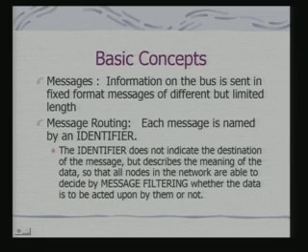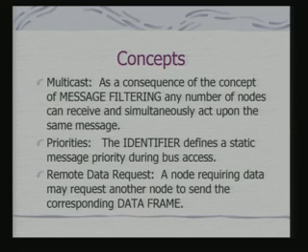So, multicasting and broadcasting are automatically built into this kind of scheme, because it is not just based on the address; it is based on the identifier, which actually indicates the meaning of the data, based on which a node decides to act. So, multicast is a consequence of message filtering: any number of nodes can receive and simultaneously act upon the same message. This is the most important feature. So, multicasting becomes automatic.